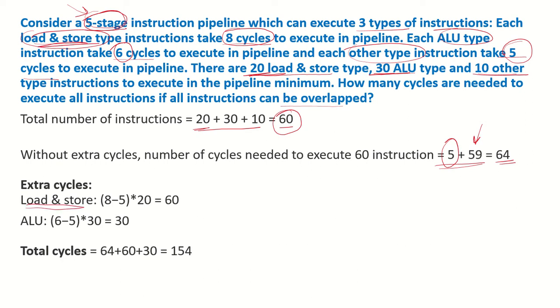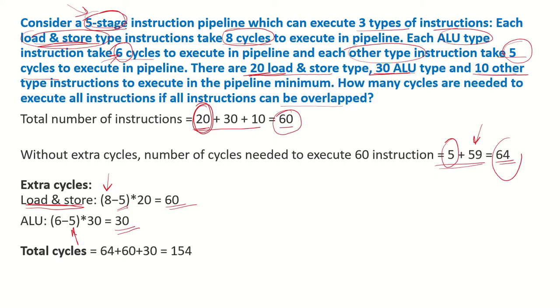So load and store is requiring a total of 8, whereas it should have finished in 5. So the extra cycles that are required are 3. And there are 20 of such type of instructions. So 3 into 20 gives us 60. Also ALU, it requires 6 clock cycles, though each instruction should have required 5. So there is 1 extra clock cycle that is being required, and there are 30 such instructions, 30 ALU instructions. So 1 into 30, which is 30.